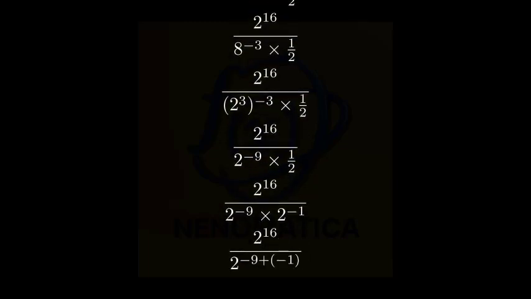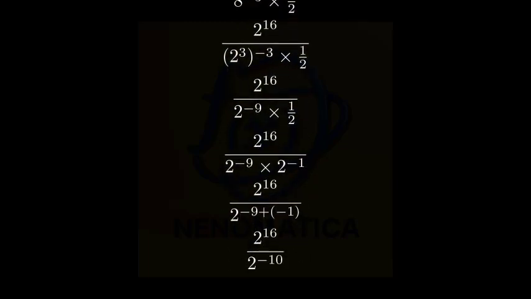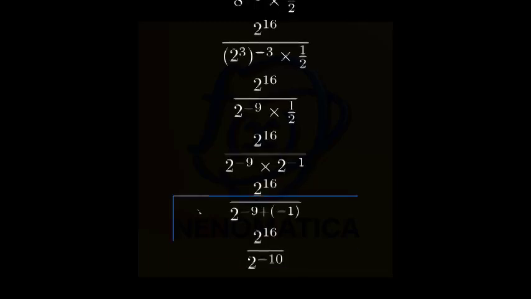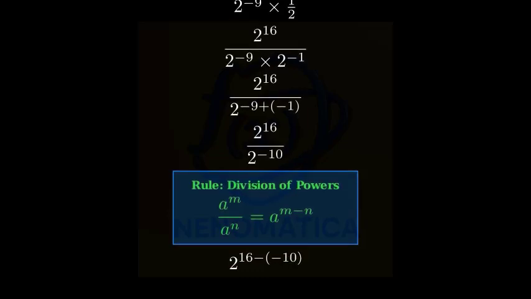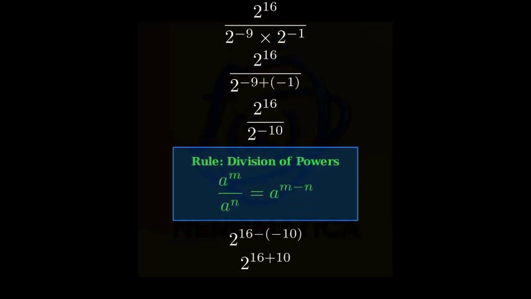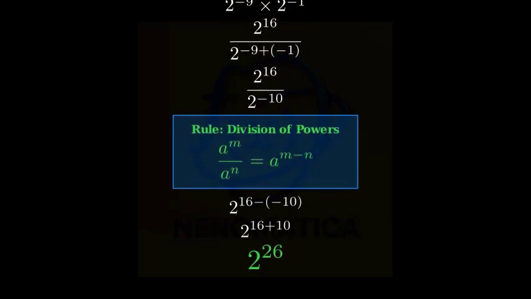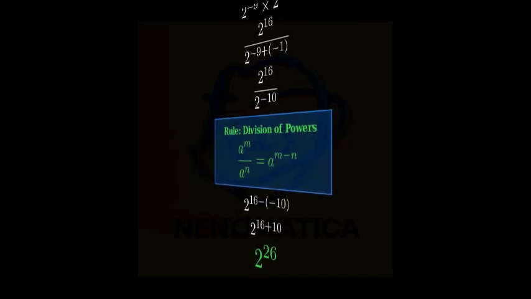Now, we can combine the terms in the denominator. 2 to the negative 9th power times 2 to the negative 1 power equals 2 to the power of negative 9 plus negative 1, which is 2 to the negative 10th power. When dividing powers with the same base, we subtract the exponents. So, 2 to the 16th power divided by 2 to the negative 10th power equals 2 to the 16th minus negative 10th power. 16 minus negative 10 equals 16 plus 10, which is 26. So, our final answer is 2 to the 26th power.